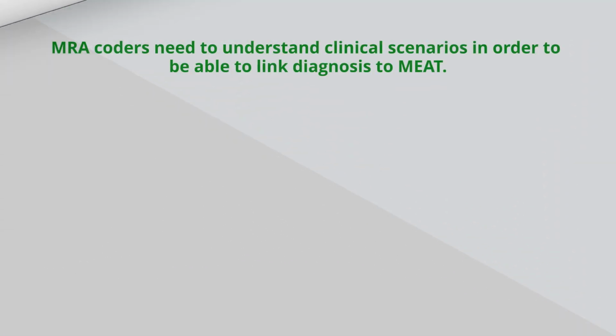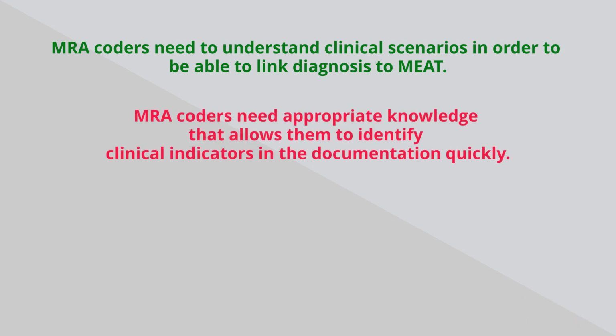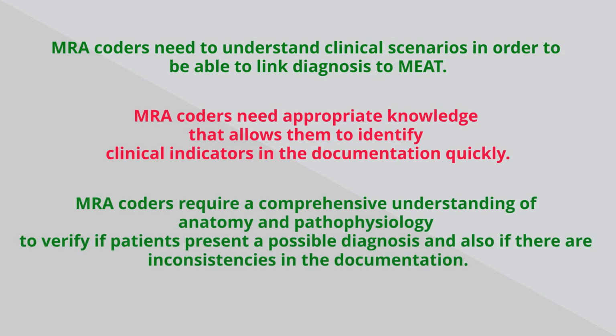The medical coders need to understand clinical scenarios in order to be able to link diagnosis to MEET. They need appropriate knowledge that allows them to identify clinical indicators in the documentation quickly. That is why risk adjustment coders require a comprehensive understanding of anatomy and pathophysiology to verify if patients present with a possible diagnosis and also if there are inconsistencies in the documentation. With this knowledge, MRA coders will know when it is appropriate to query a physician.